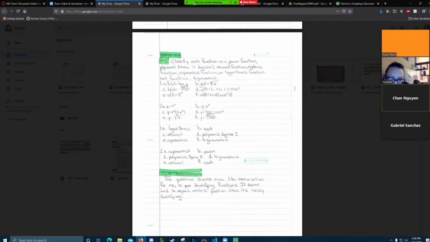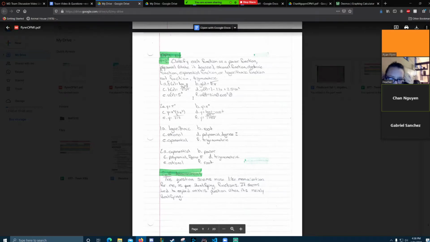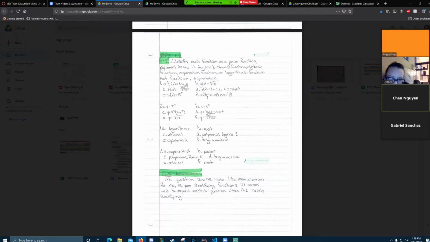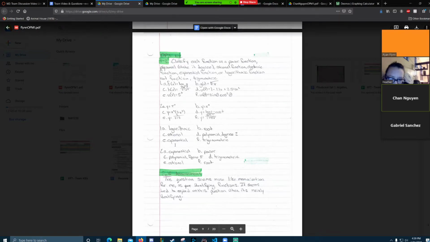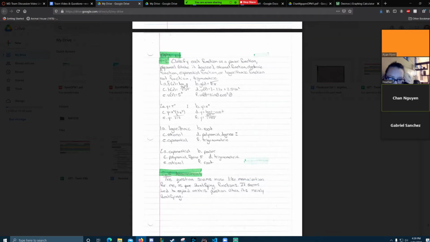Polynomials were kind of easy, pretty much just your standard equation. Trigonometric was anything that involved sine, cosine, tangent, cotangent, all that stuff. And then exponential was anytime x, e, or anything else was the exponent of something else.